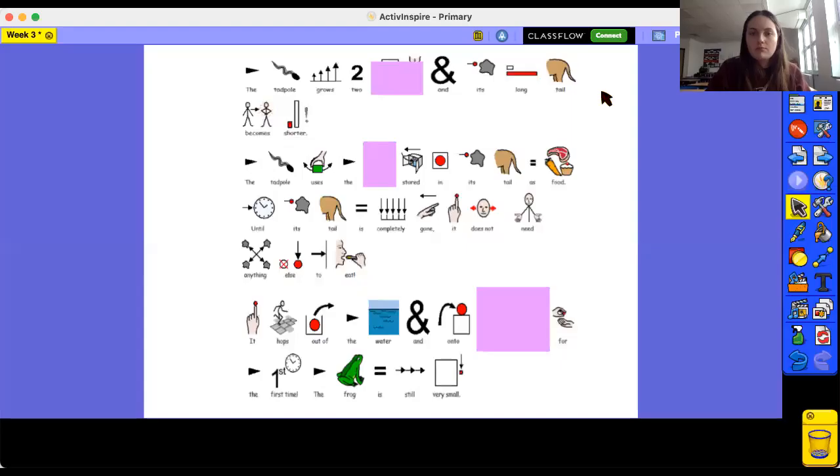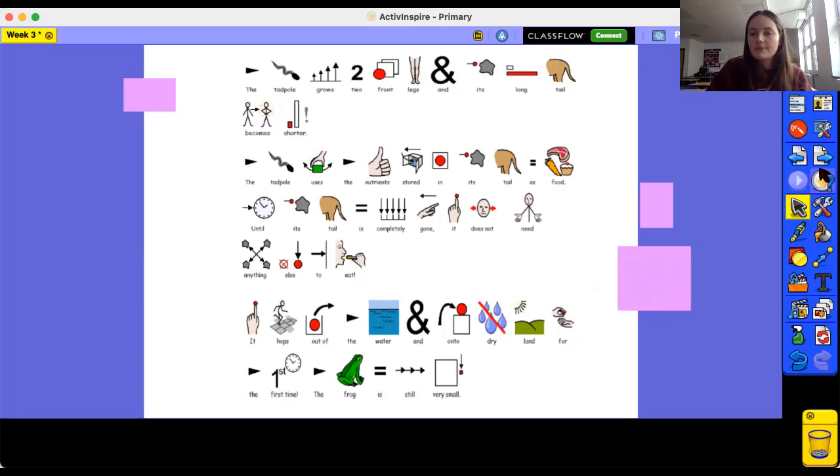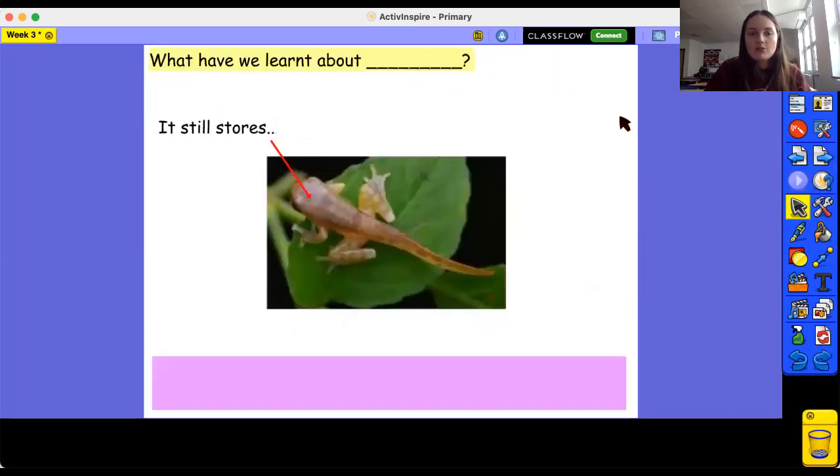Let's see what you can remember. So the tadpole grows 2 what? Front legs, well done. And its long tail becomes shorter. The tadpole uses the what stored in its tail? What's that word? It stores it in its tail and it uses it as food. It's one of our vocab blast words. Nutrients, well done. The tadpole uses the nutrients in its tail as food. It hops out of the water and onto what for the first time? Where does it go for the first time? Fantastic, it goes onto dry land. So what do we know about the froglet?